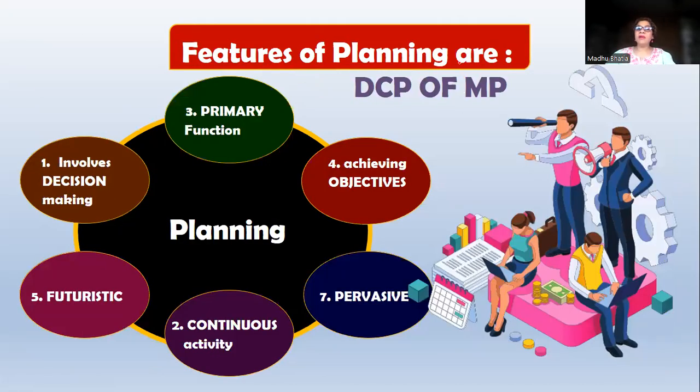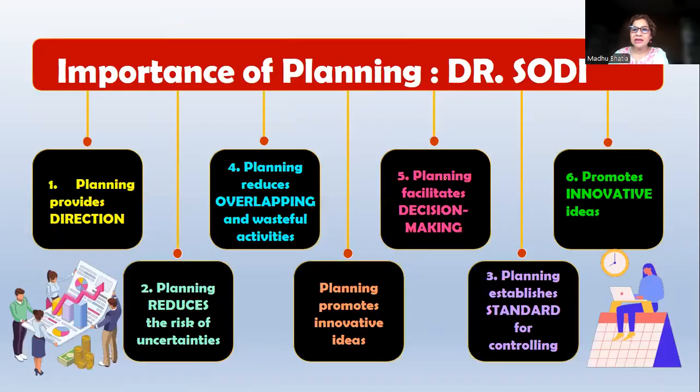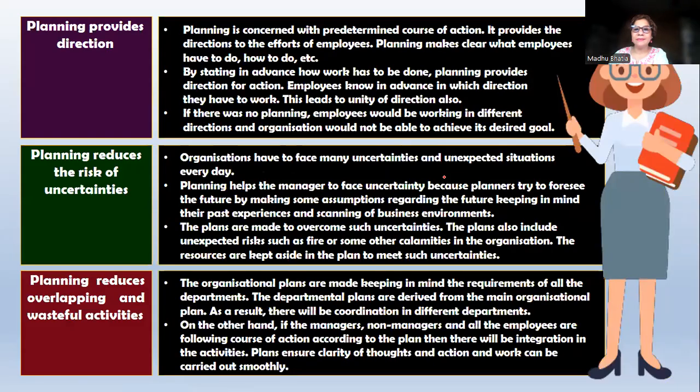Moving on to features of planning. Again, features of planning are easy. You can see the code, which is important: DCP of MP. Here I have tried to give codes so that you are able to recall. Please do make a small mind map and learn the codes. DCP of MP: D stands for, I have numbered it here, decision making. Now, before I take this, I will take you to the easiest topic of this chapter, because when I take that and come back here, you will understand this easily.